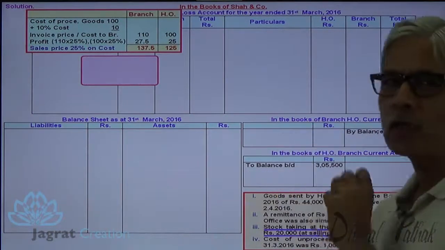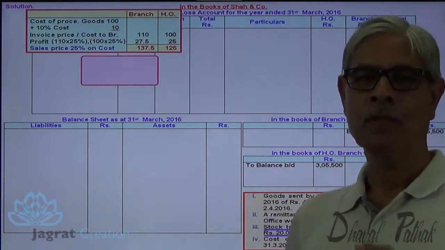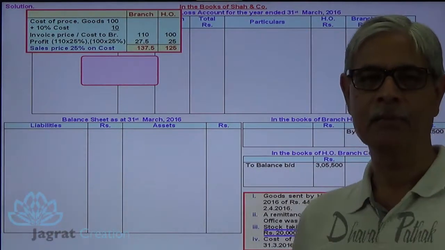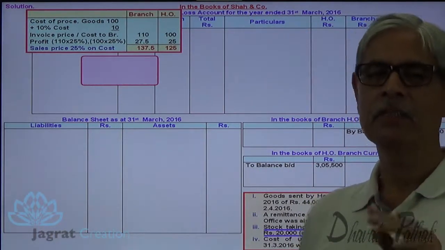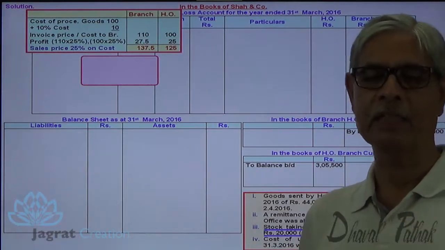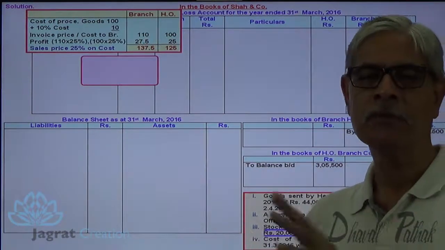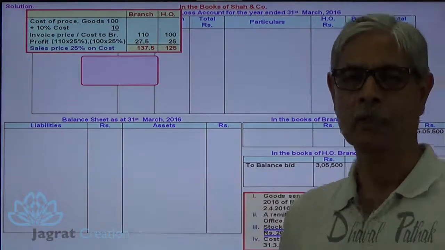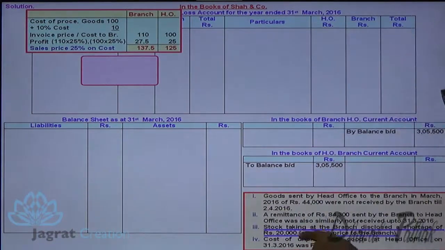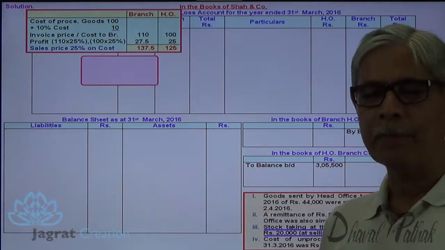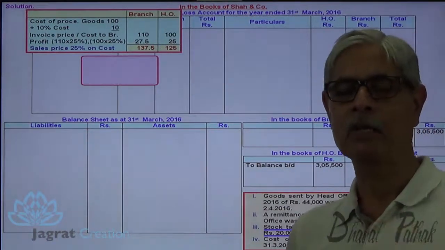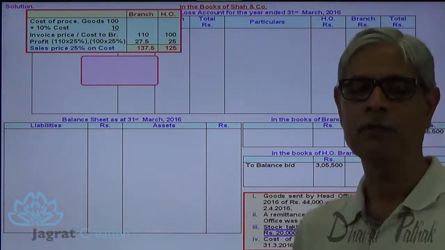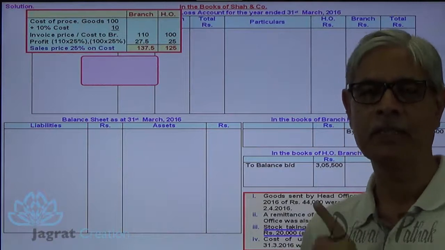Now, by shortage, what happens? There is no insurance coverage, so there is a loss. Loss will be debited to profit and loss account, and goods lost will be credited to trading account, where the shortage has occurred at the branch. So branch profit and loss account and branch trading account will have the effect of this shortage.